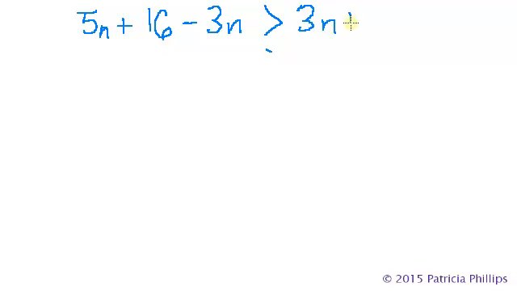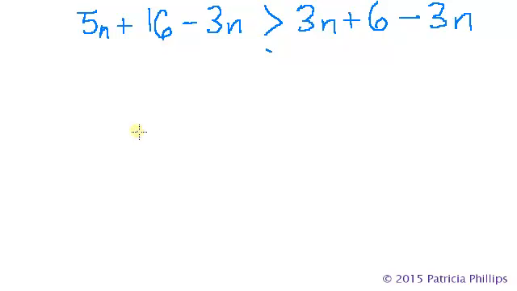Let's do another one. 5n plus 16 minus 3n is greater than 3n plus 6 minus 3n. Okay, so we have a lot going on here.